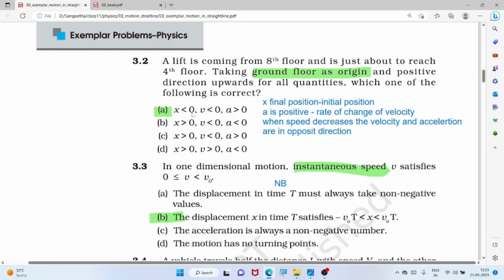When displacement is less than 0, velocity also is less than 0. See, when the speed decreases, the velocity and acceleration are in the opposite direction. So velocity less than 0 and speed decreasing means acceleration greater than 0, the rate of change of velocity.